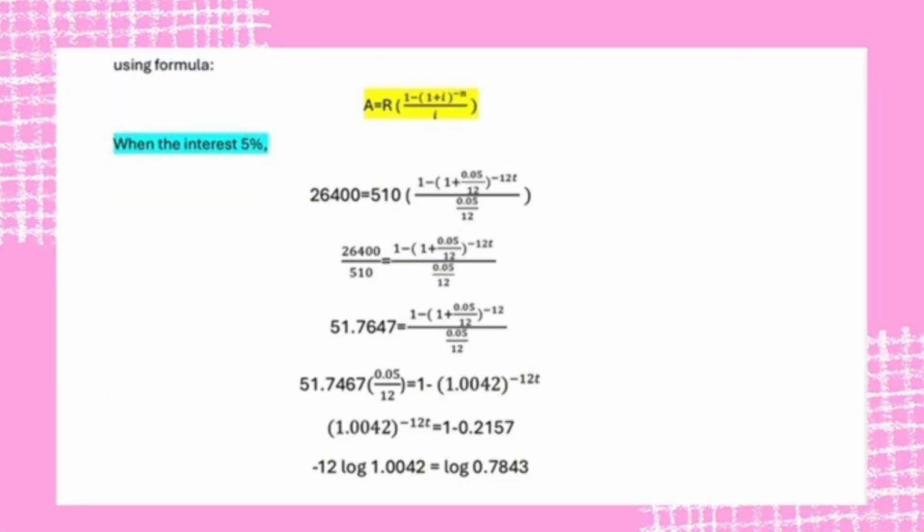With the interest charge of 5%, we're using the formula of annuity, which is A equals R(1 minus (1 plus i) to the power of negative n) over i. So we substitute all the values, which is 26,400 equals 510(1 minus (1 plus 0.05 over 12) to the power of negative 12t) over 0.05 over 12. So we divide 26,400 over 510, we get 51.0647, and then we times by 0.05 over 12, and then we get 0.2157. So we change the place from left to right side, and then we get 1.0042 to the power of negative 12t equals 1 minus 0.2157, and we're using the log formula, so negative 12t log 1.0042 equals log 0.7843.